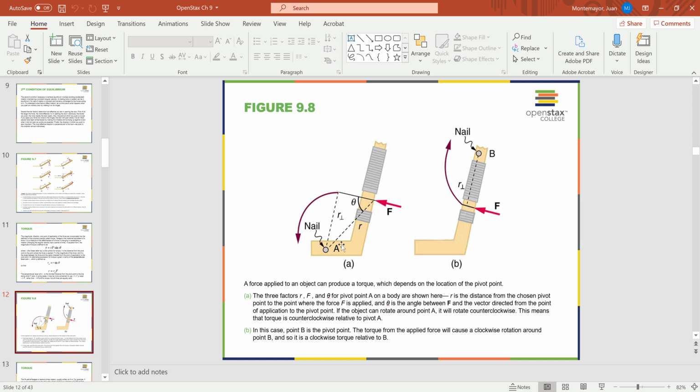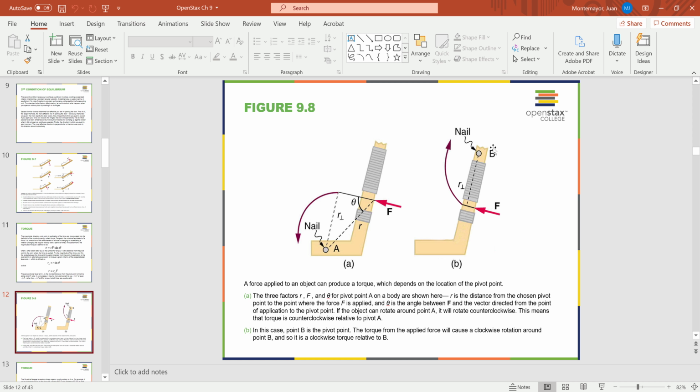If the object can rotate from point A, it will rotate counterclockwise. This means that the torque is counterclockwise relative to pivot A. So obviously if the force is being applied here, it's going to rotate in this manner, with the pivot point, the center of it, being here at A.